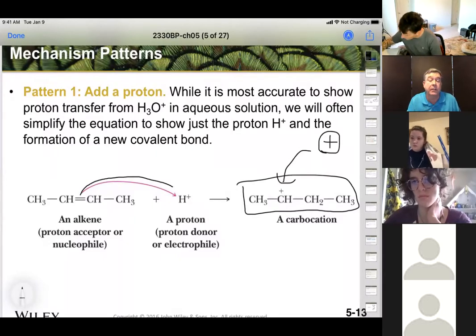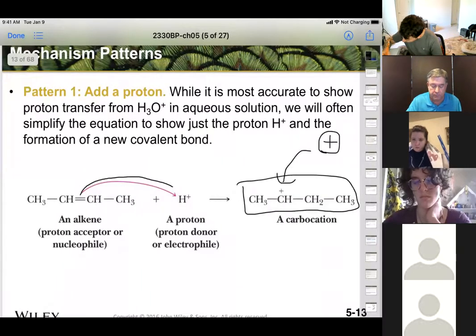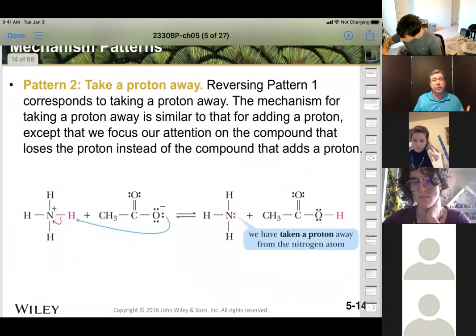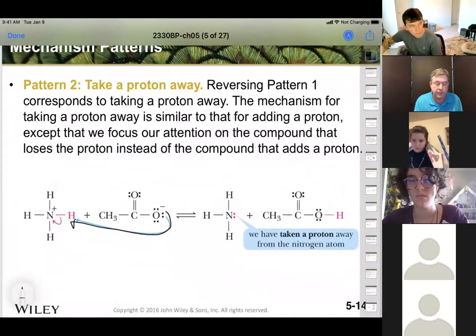Now, that positively charged carbon is very reactive, and we can do a number of different things with it. And we'll talk more about carbocations in a little bit. Okay, so the next thing we can do is take a proton away, to maybe make something else. It's as simple as having something with lone pairs reach out and grab that hydrogen, leaving those two electrons in that sigma bond behind on the substrate. And when we do that, we can get back to here.